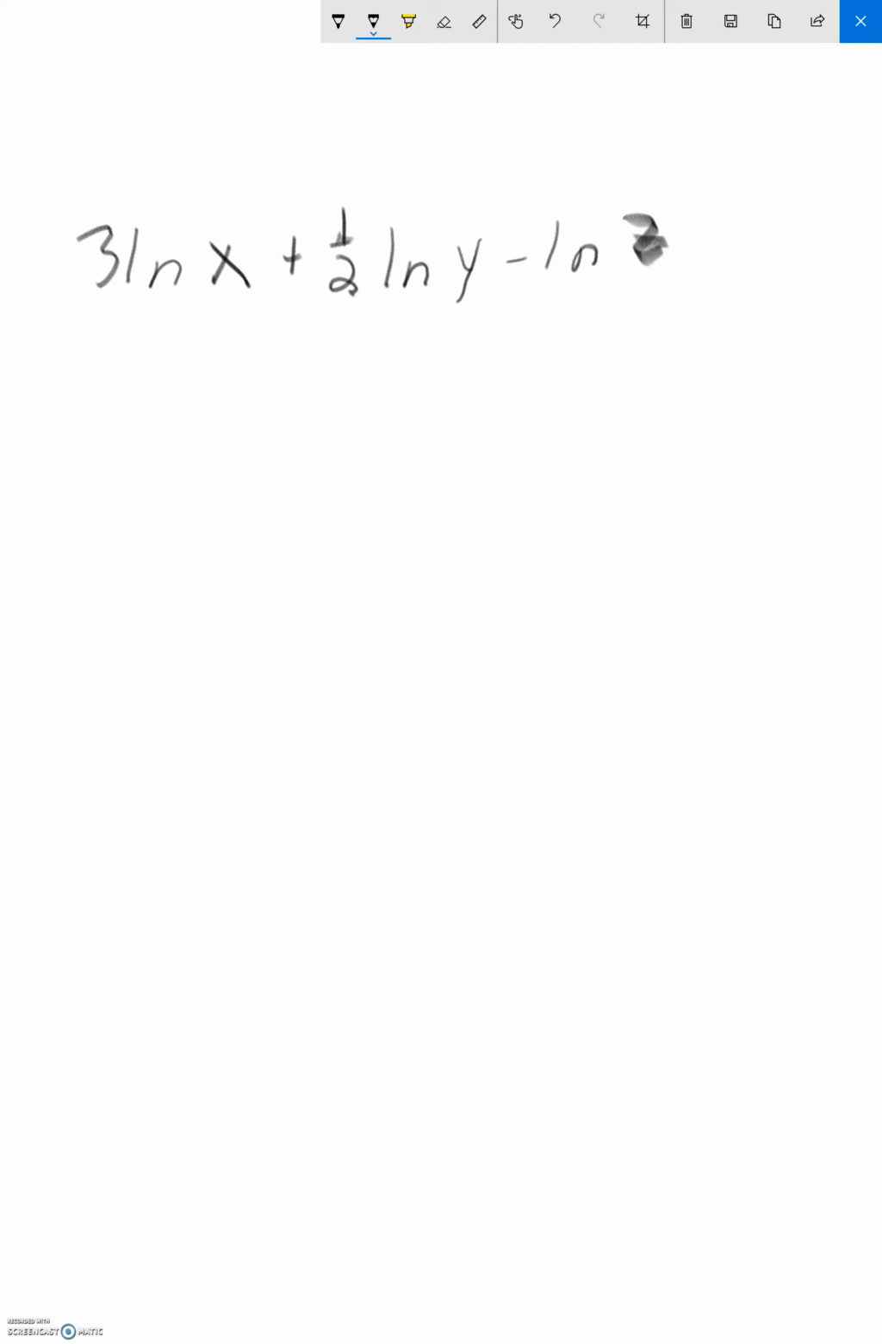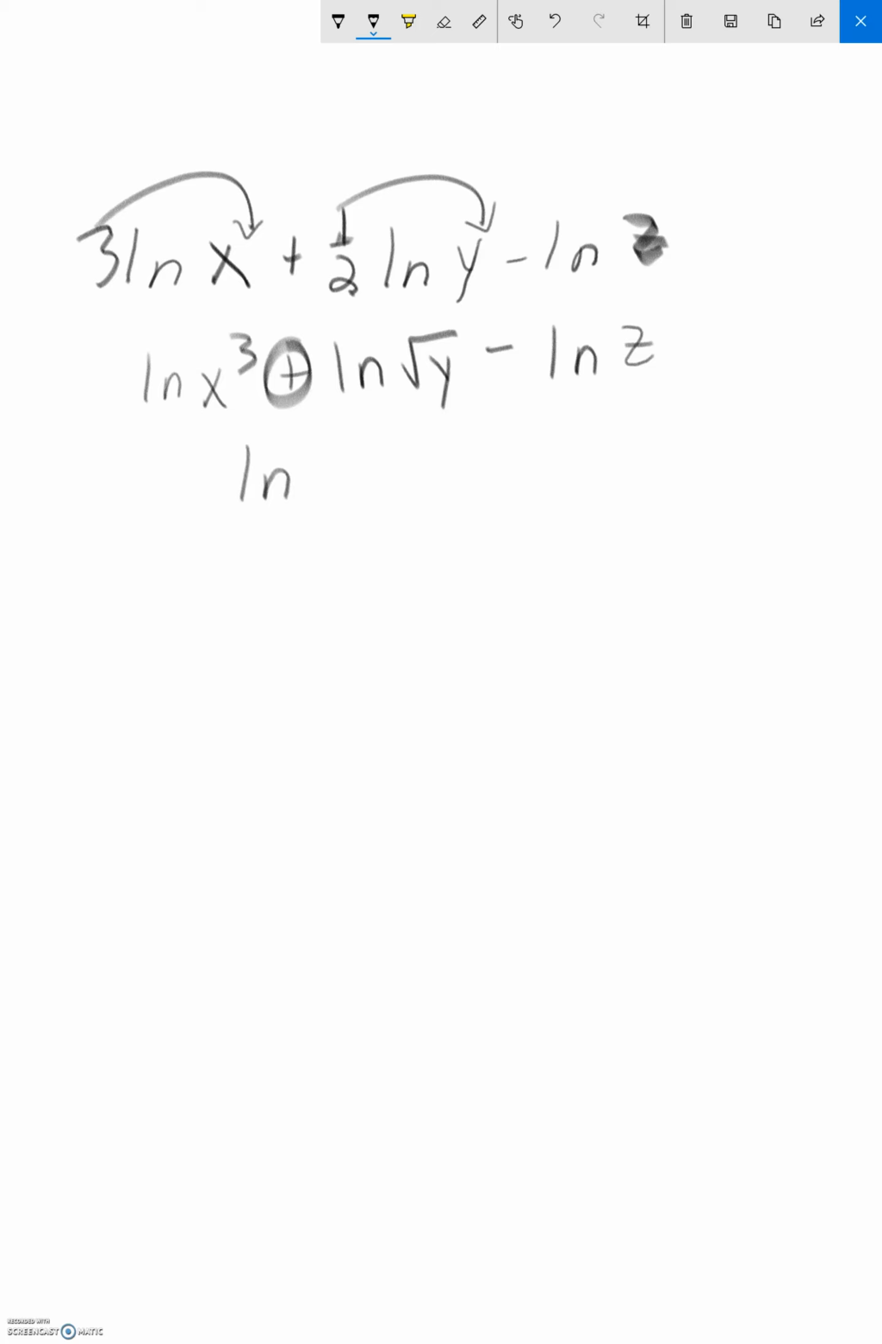So let's just take it one at a time. This one we can put as the exponent, so we have the natural log of x cubed. Same here, but instead of having y to the 1/2 power, I'm just going to put the square root of y, minus natural log of z. This addition means that they could be multiplied together, so we just have the natural log of x cubed times root y. And then the subtraction will just be a division sign: x cubed root y over z.